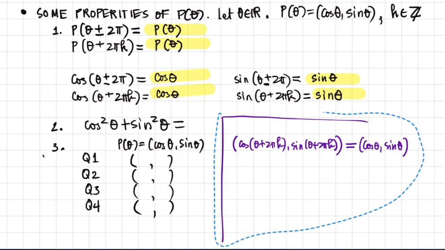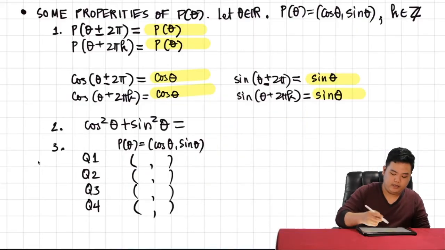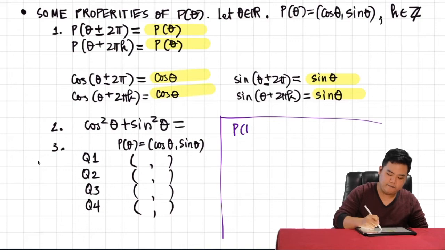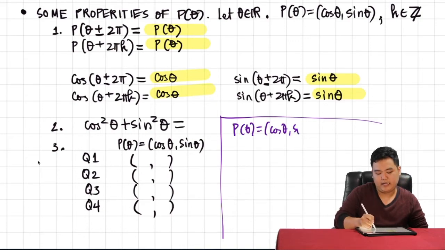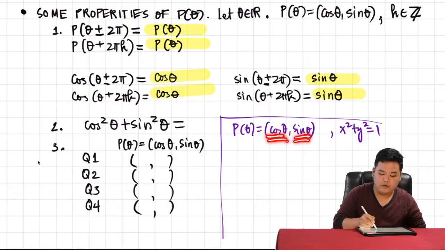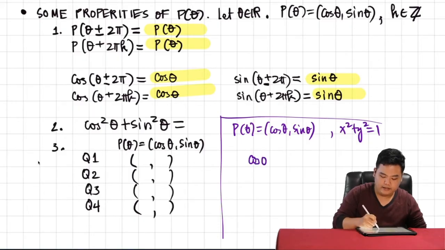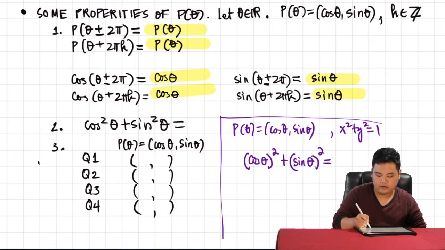And yung next property natin is how do we relate this sine theta and cosine theta. So, ulit, sabi natin, P of theta is cosine theta, comma, sine of theta. Tapos, itong point raw na ito ay nasa unit circle, but the equation of the unit circle is x squared plus y squared equal to 1. So, itong point na to satisfies this equation. So, pag pinalitan ko si x by cosine theta and y by sine theta, mag-hold pa rin ito. So, that is cosine theta, you square it, plus sine of theta, you square it, equal to 1.